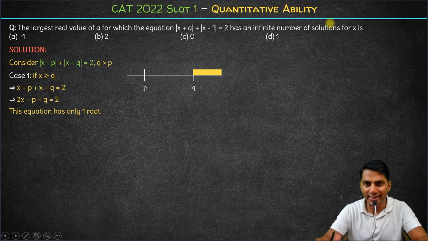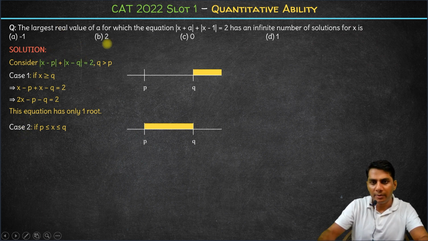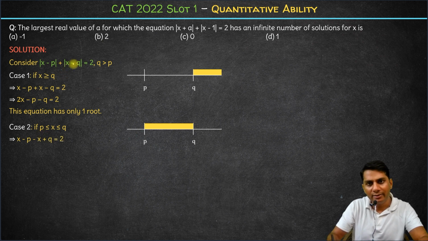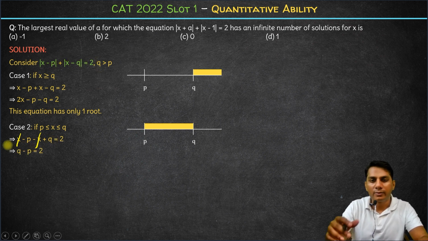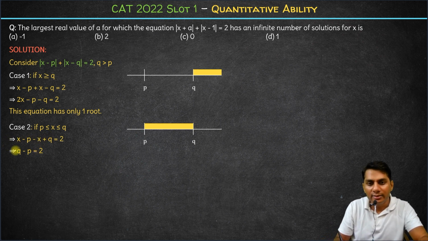But what we want is infinite solutions for x. Okay, let's take the second case where x is between p and q, right? Now if x is between p and q, this term is positive but this term becomes negative. So |x − p| will be x − p, but |x − q| will be −(x − q), which will become −x + q, right? So now x minus x gets cancelled out. We have q − p = 2. Now if the values of q and p are taken such that the difference is 2, then this will be true for all values of x in this range.